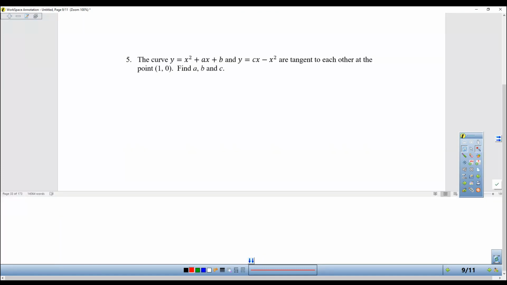On number 5, it says you have a curve and another curve tangent to each other. So not just a line and a curve this time. What are we going to do first? Come on, say it to yourself. Make a sketch.